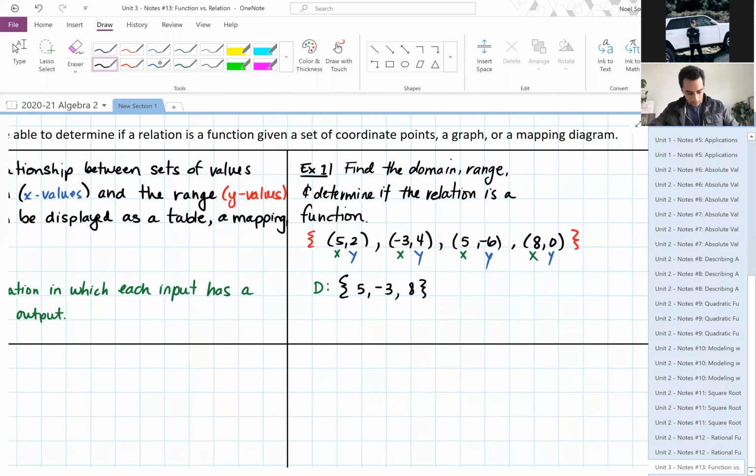And then for range, it's very similar. We'll do a set, and we're going to identify all the numbers that belong to the range, right? So the range are all of the values that are Y values. So that includes 2, that includes 4, that includes -6, and that also includes 0. So the range right now is just a list of numbers that all are Y values and therefore belong to the range. Okay.